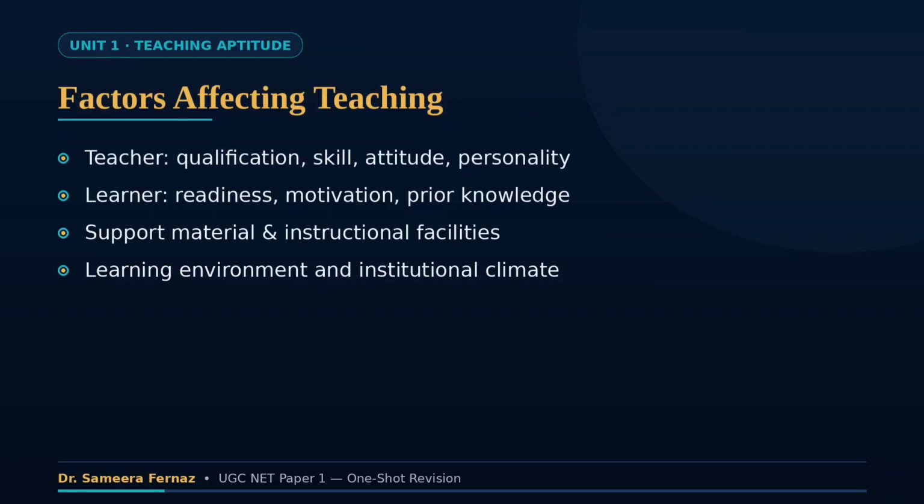Factors affecting teaching. What decides good teaching? Four things. Remember four things. 1. Teacher skill and attitude. 2. The learner's readiness and motivation. 3. Support material and facilities. And 4. The overall learning environment and the institution climate.